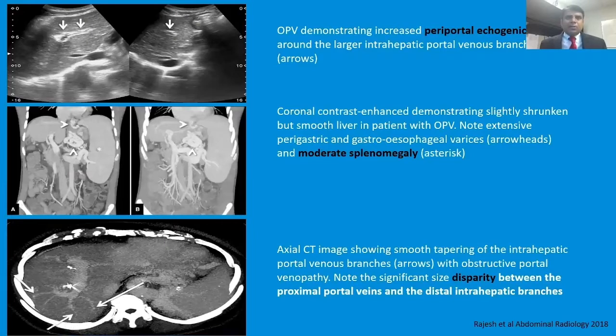If diagnostic uncertainty after ultrasound, one can obtain CT scan. As shown here, liver is somewhat shrunken but has smooth contour to it, and there's clear evidence of portosystemic collaterals and significant splenomegaly as seen here. We may also see this interesting change in portal vein morphology from which the term obliterative portal venopathy comes, where main branches of the portal veins seem to be dilated and there's a clear step down in caliber of the branches of the portal vein.